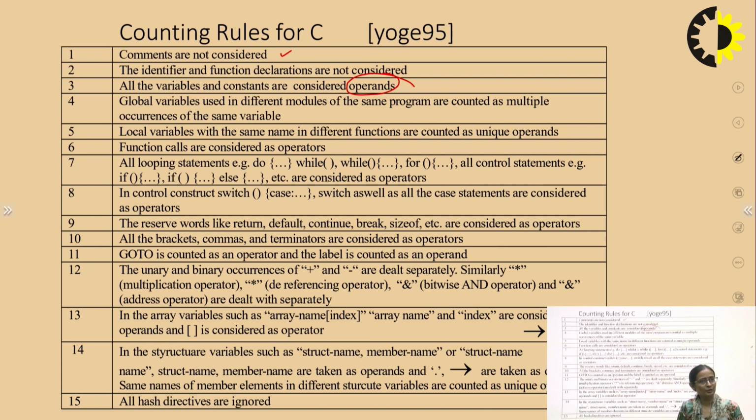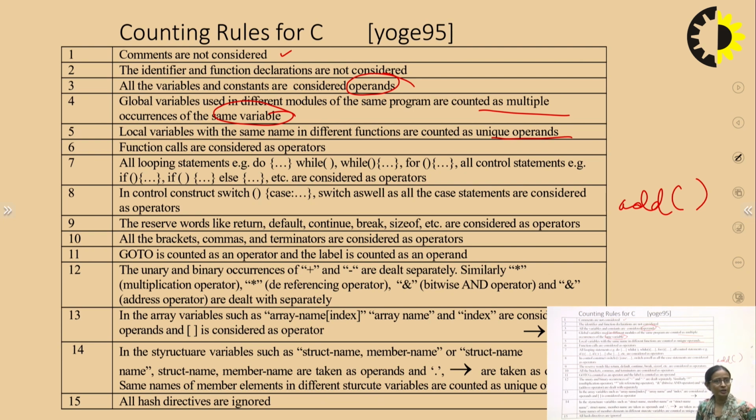Global variables used in different modules of the same program are counted as multiple occurrences of the same variable. This is very important for global variables. Local variables with the same name in different functions are counted as unique. For example, if I have two functions, add and subtract, and I use local variables in both, then the one in add is a unique operand, and the one in subtract is another unique operand. Function calls are considered as operators; that is, if you write add, it is considered an operator.